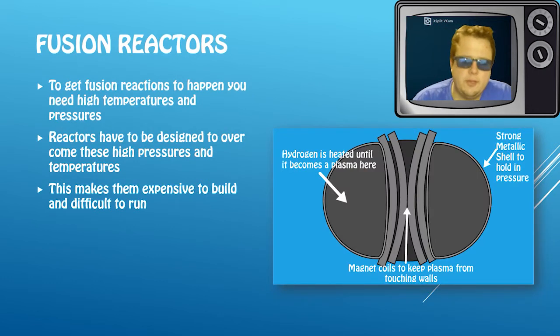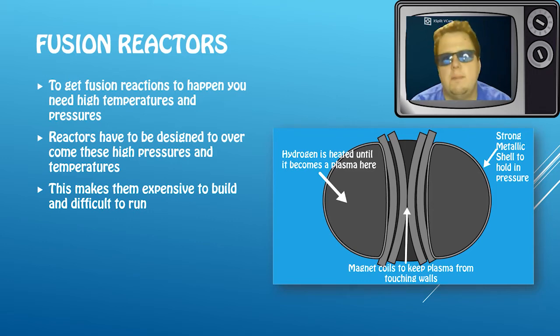Now, fusion reactors. These are currently just in their experimental phase, and none have actually been producing energy yet. Close, but not yet. But basically, to get a fusion, you need a high temperature and high pressure, because you're trying to force together things that have both the same charge. So you've got to overcome that repulsion. So you need high temperature, high pressure to do this.